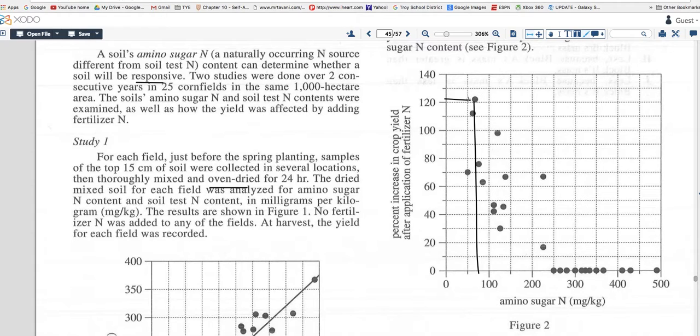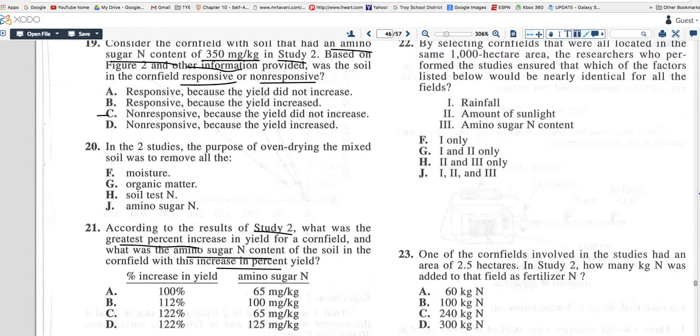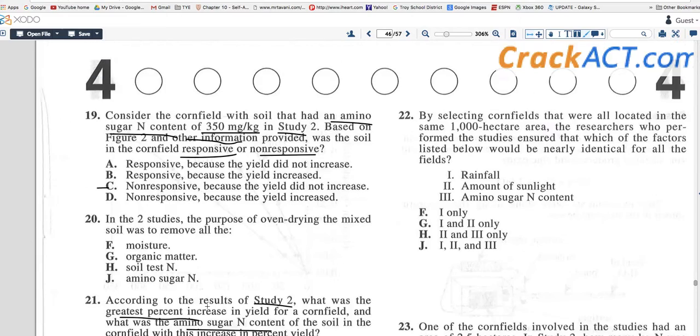You see that's 122. Draw it down to the x-axis. You see that's 75 on the x. So it's 122 comma 75, which really should give you C. All right, 22.